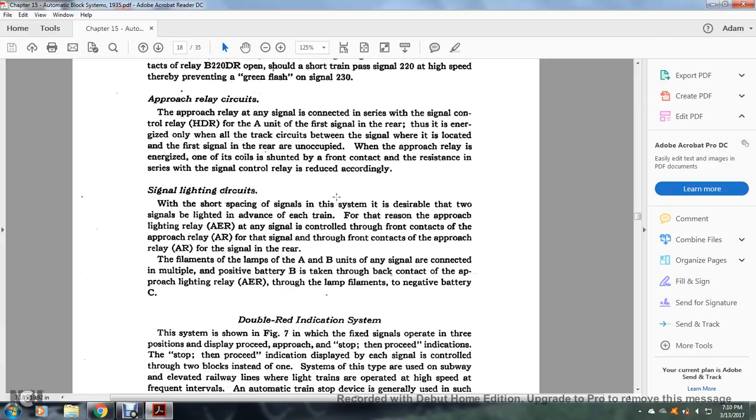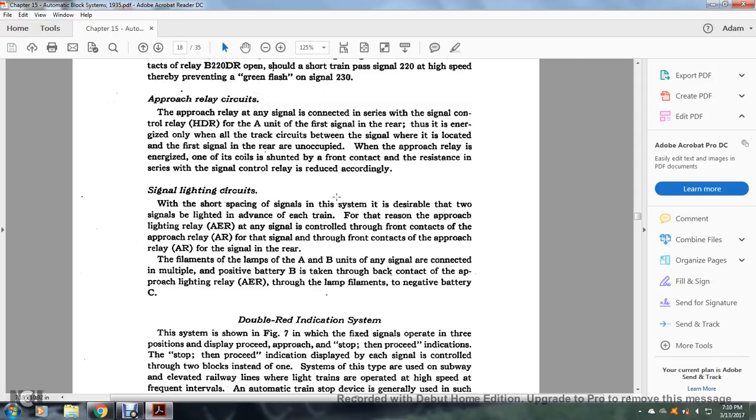Signal light circuiting. When short spacing of the signals of the system is desired for two signals, they are lighted with the advance of each train, with an approach lighting relay AER at each signal, controlled with the front contacts of the approach relay AR for the signal with the front contacts, and the approach relay AR for the signal in the rear.